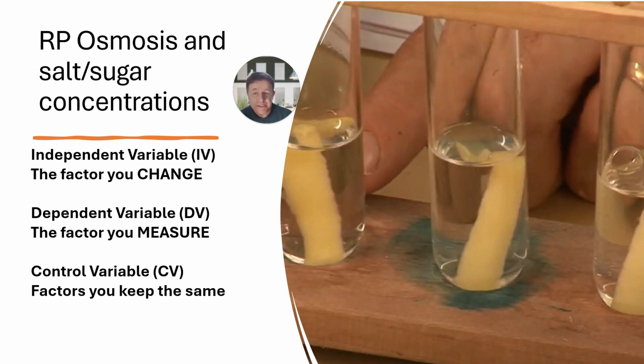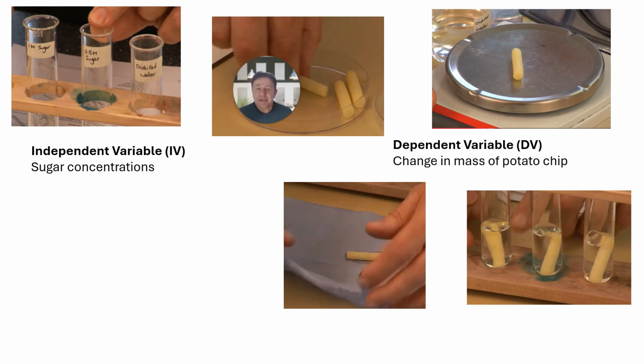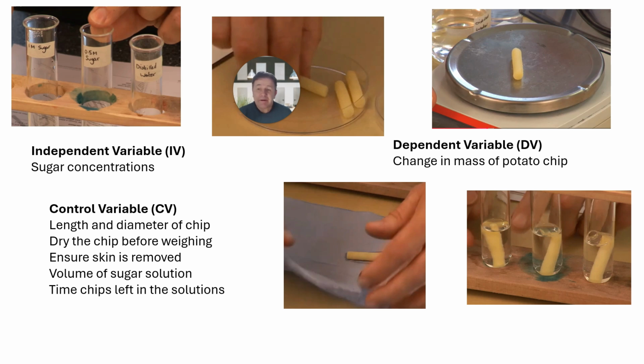So you need to know things like the independent variable, in this case the factor you're changing, the dependent variable, the factor you measure, and the control variable, the factor you keep the same. So in this experiment, we looked at different sugar concentrations. The dependent variable is the change in mass of the potato chip. Control variables: we kept the length and diameter of the chip the same. We dried the chip before weighing. We ensured the skin is removed, had the same volume of sugar solution, and the same time the chips were left in the solution.